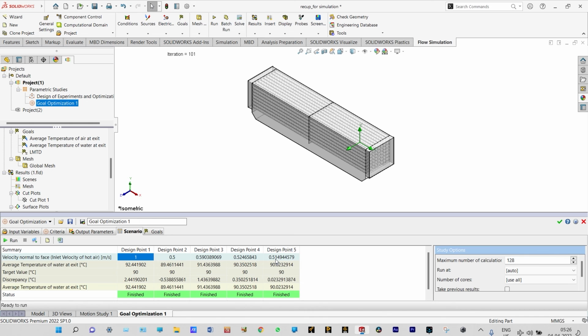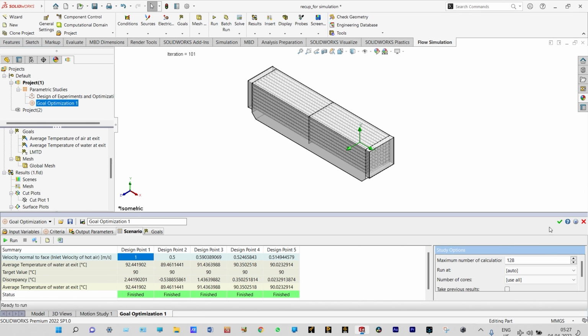Now you can see that when the inlet velocity of hot air is 0.5149445579 meter per second, the temperature at the exit of cold water is 90.0239 degrees centigrade, and we could achieve this targeted value with a discrepancy of 0.023. It is very small, right? So we got our targeted value with a specific inlet velocity of hot air.